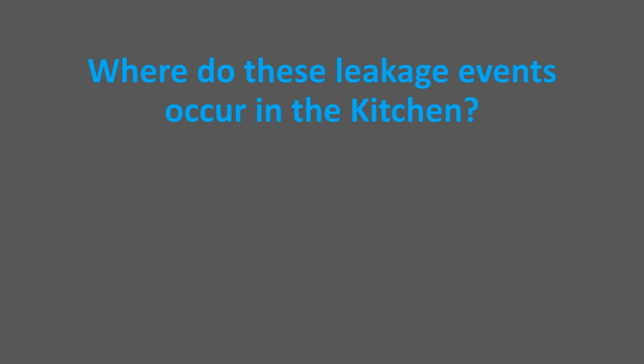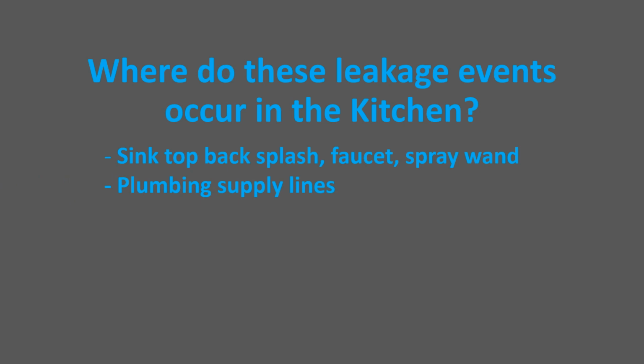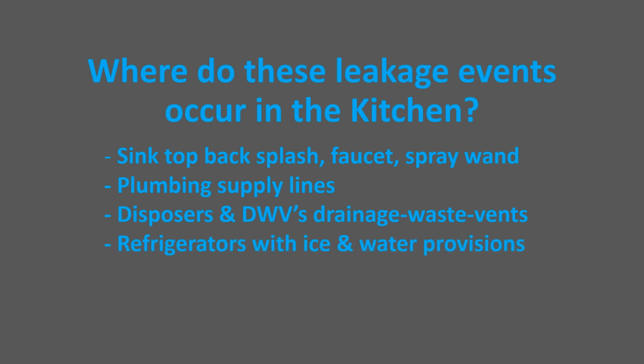Where do these leakage events occur in the kitchen? Sink top, backsplash, faucet spray wand, plumbing supply lines, disposers and DWVs, known as drainage waste vents, refrigerators with ice and water provisions, dishwashers. So let's look at a few: dishwashers, sinks, and refrigerators. Here's the first picture plate.